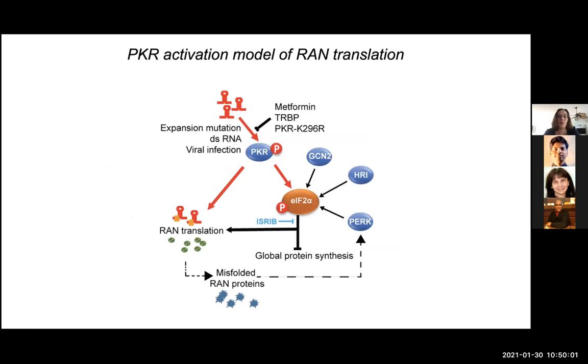And so in summary, we have a model in which PKR activation is a driver of RAN translation, and the expansion mutations mimic the viruses and activate PKR, and metformin, TRBP, and PKR K296R are all really powerful ways to decrease RAN translation. And RAN translation can be activated by EIF2 alpha phosphorylation, but it doesn't seem to be the only thing. There seems to be an additive effect of PKR that's independent of EIF2 alpha. But once you get RAN translation and RAN proteins, you can have misfolded proteins that go back and activate this integrated stress response through PERK and activate EIF2 alpha, as Green and Todd suggested, which starts a feed-forward loop.